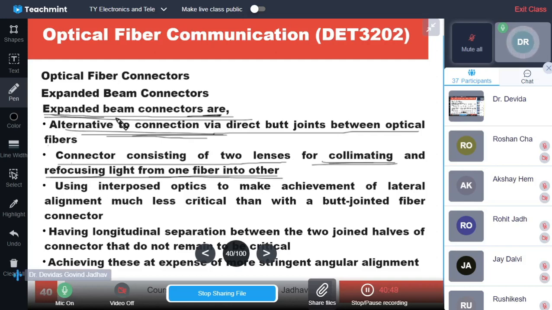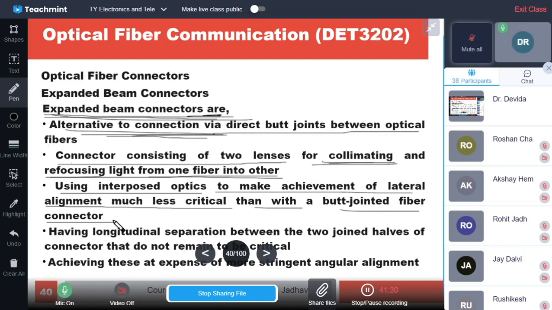The expanded beam connectors use interposed optics. One lens is placed, then the next interposed optics, the next lens, is placed. Using interposed optics makes the achievement of lateral alignment much less critical than with butt jointed fiber. So lateral alignment is now not very critical, not very important.